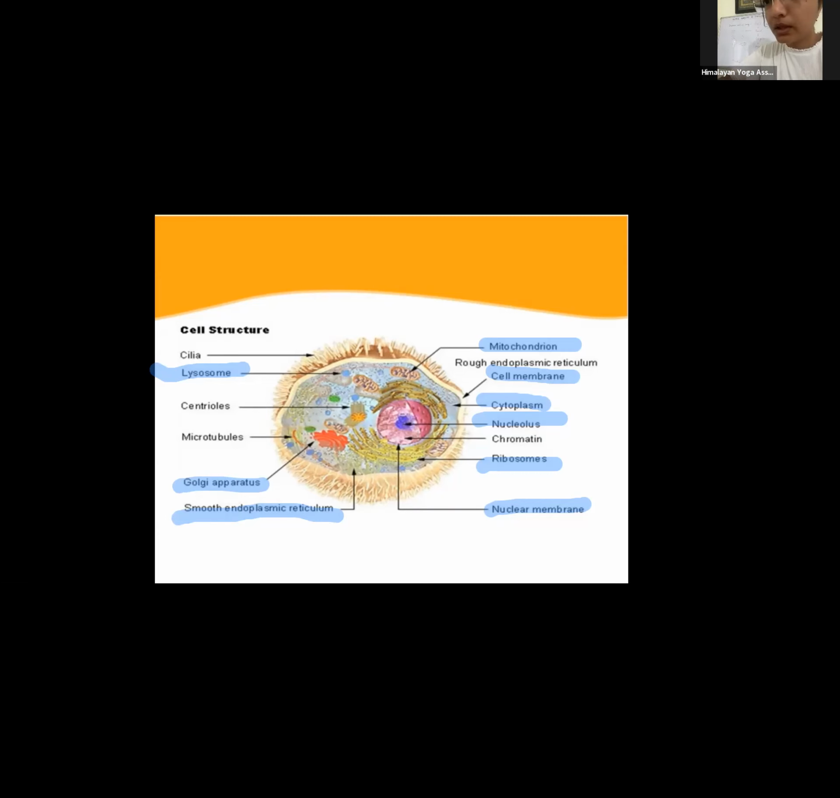Then ribosomes, these are the protein storehouse, and nuclear membrane. Okay, so I'll erase this and you can take a screenshot of this. Okay.